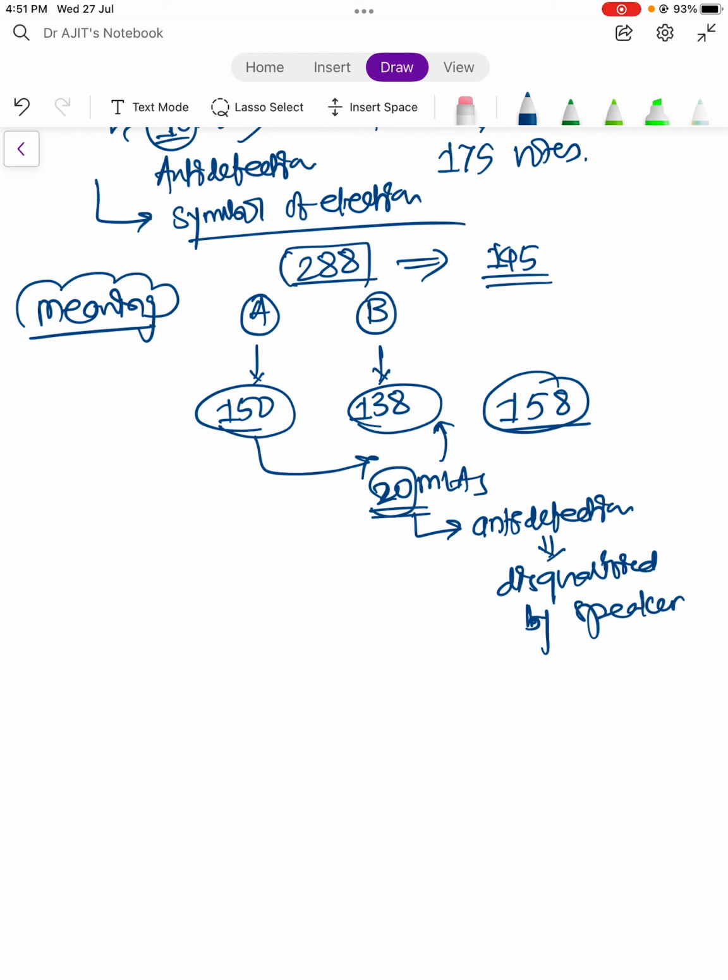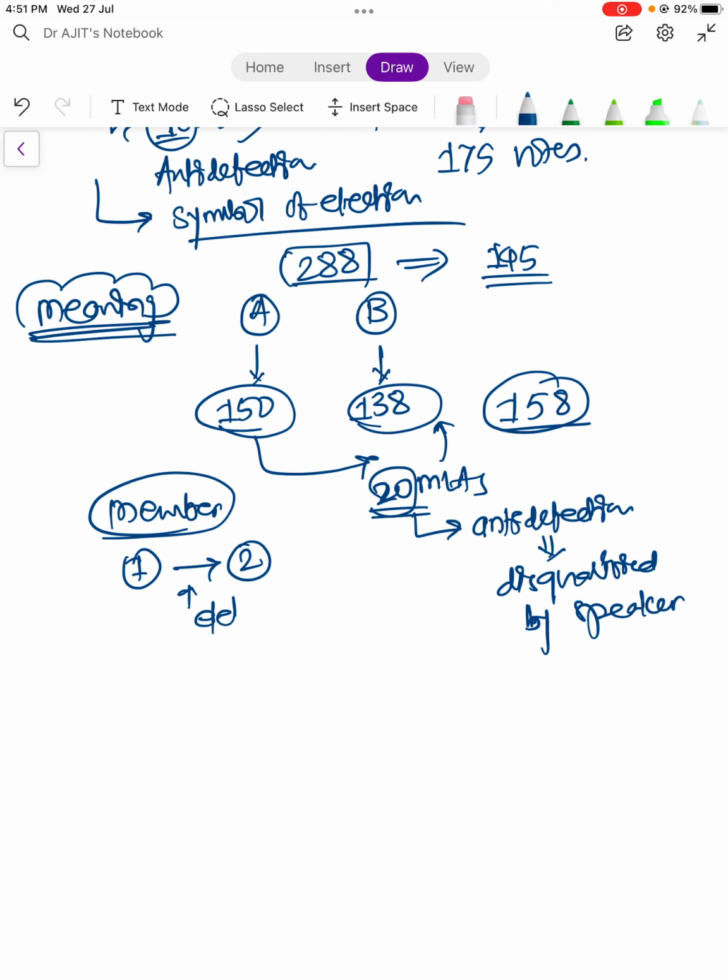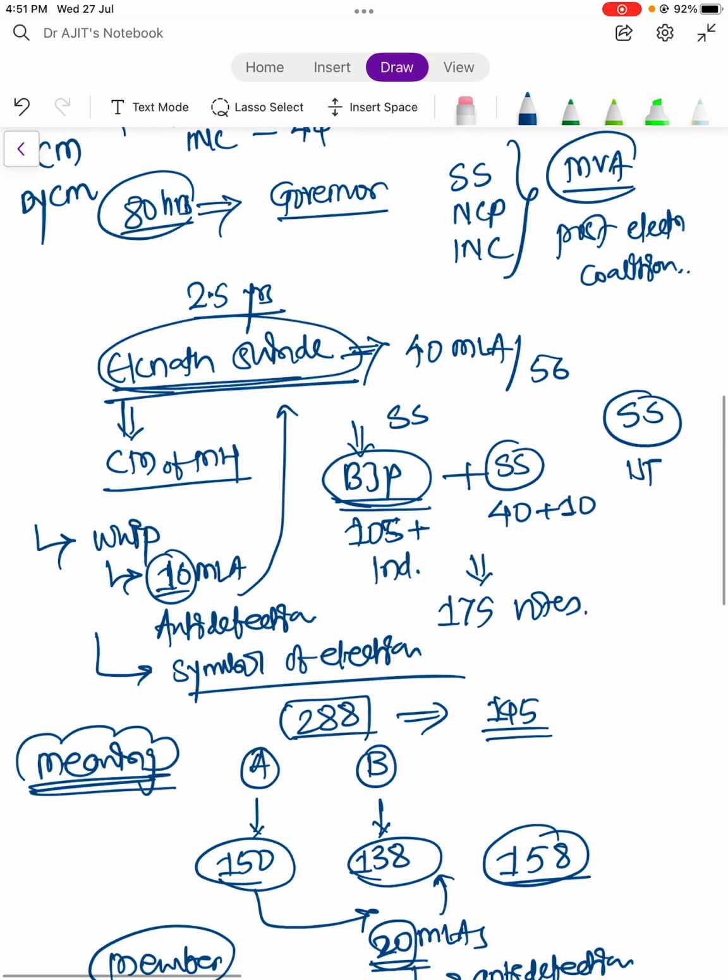This is called defection. This is the meaning of defection. If a particular member, after getting elected on one political party, joins another political party, he will be called defected and he will be disqualified from the membership, right?